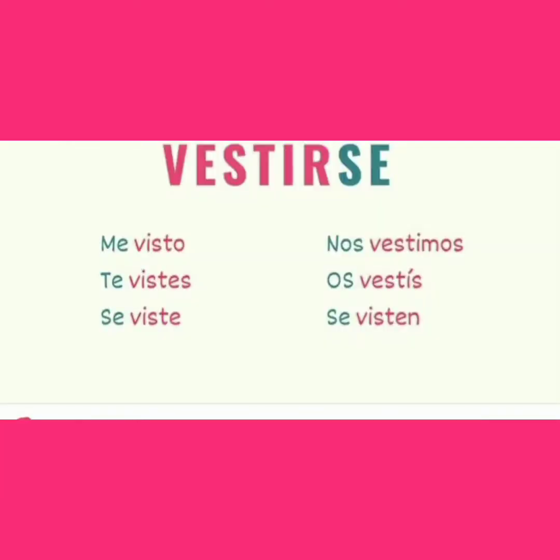Now let's conjugate our second verb, vestirse. Vestirse is an IR verb because it ends in IR, even though se is on it. Se tells us that vestirse is a reflexive verb. Me visto, I get dressed. Te vistes, you get dressed. Se viste, he or she gets dressed. Nos vestimos, we get dressed. Os vestís, you get dressed. Se visten, they get dressed, or you in general get dressed. Please note that vestirse is a stem changing verb, hence it changes E to I in the stem.